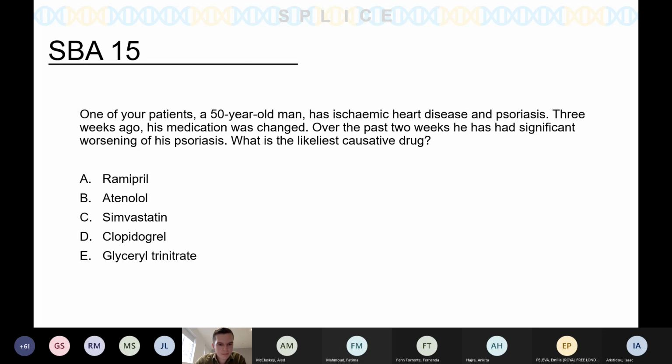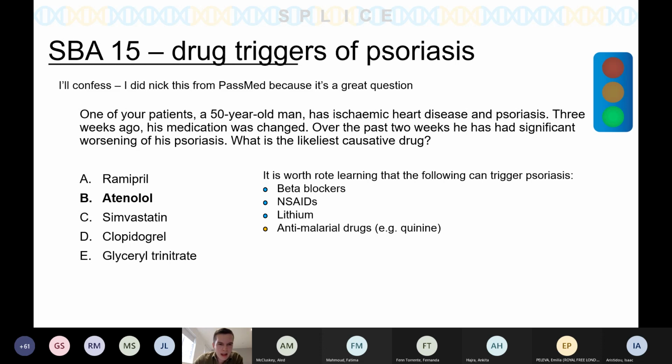We've got another question. Right, Isaac, let's close it. Let's see what everyone's got. Interesting. So a lot of people have gone for Ramipril. I think that's because Ramipril, more often than not, is the right answer in questions. However, this time, Ramipril gets away with it.